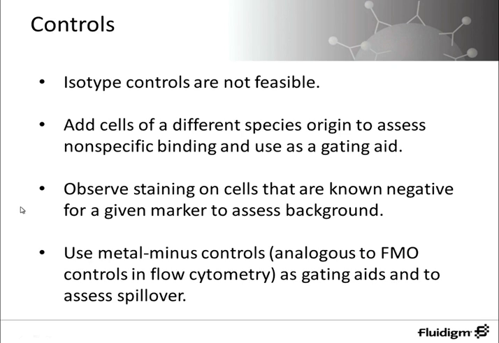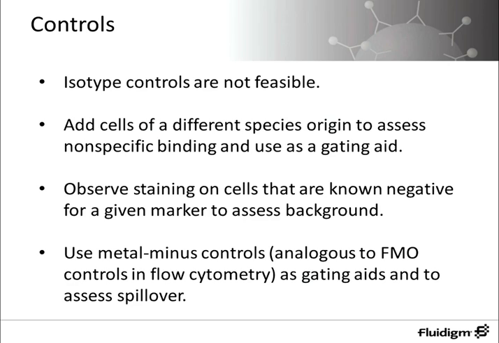Controls are extremely important. Again, whether you're an isotype control advocate or not, it's kind of like Democrats and Republicans. You're either one or the other, and never the twain shall meet. But isotype controls are really not feasible in mass cytometry, because to run 35 isotype controls for one sample just kind of negates the whole purpose. So we need to use other types of controls.